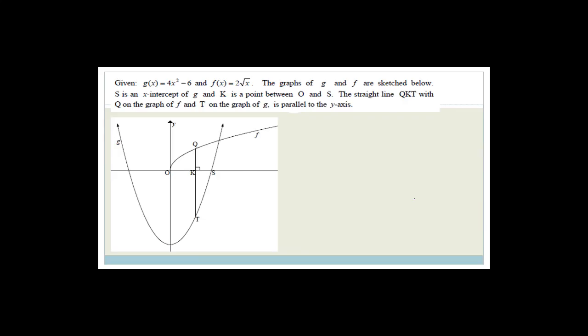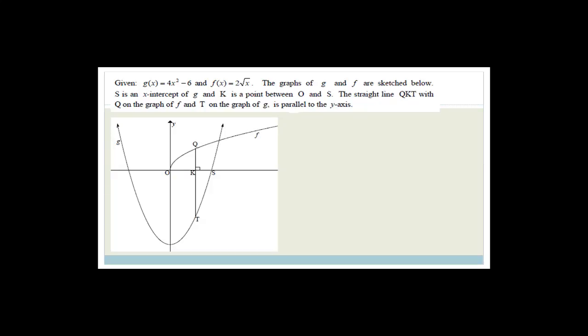Okay, let's do another question. So now we're given the parabola g of x is equal to 4x squared minus 6, and f of x is equal to 2 root x, which is obviously a parabola that has been flipped and only halved.